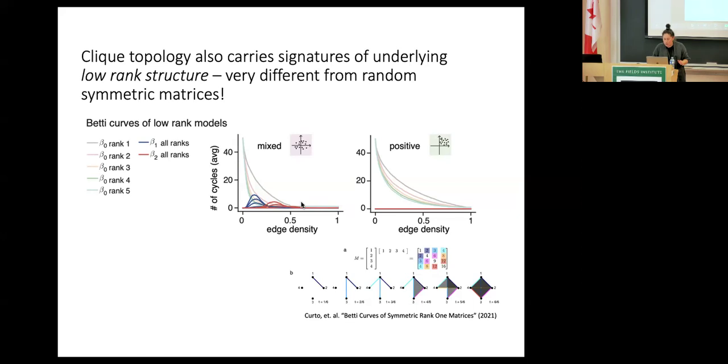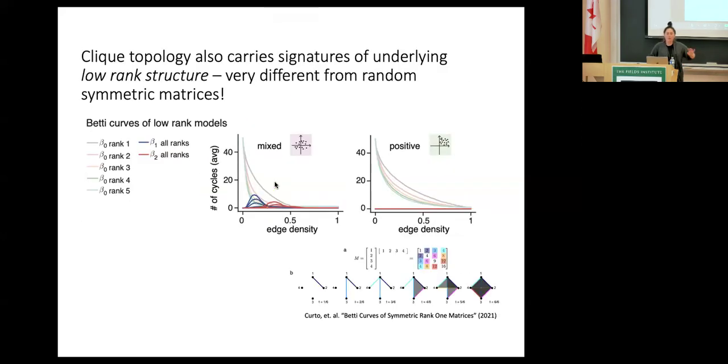Cool. I do want to point out here that in all cases, it's not really obvious here, in both the mixed and the positive low rank models, for rank 1, it's theoretically proven that there is never any higher dimensional homology beyond 0. So you will never have holes or voids. So that's a unique signature of rank 1. Is that across the mixed and the positive? Yeah, cool.